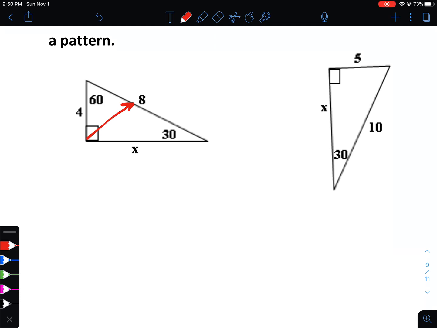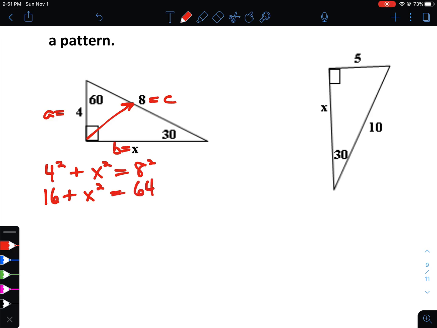So when we set up Pythagorean theorem, remember that this side opposite your right angle is always going to be the c value, and then we'll just let a be 4, and we'll let b be x. All right, so when we plug those into our Pythagorean theorem, we'll take 4 squared plus x squared must equal 8 squared. And then we'll go ahead and simplify that a little bit, so we'll have 16 plus x squared has to equal 64. So then let's get x squared by itself. Let's subtract 16 from both sides, and we'll get that x squared is equal to 48.